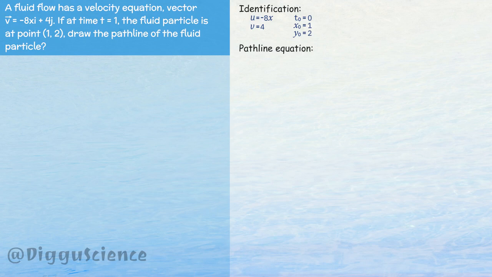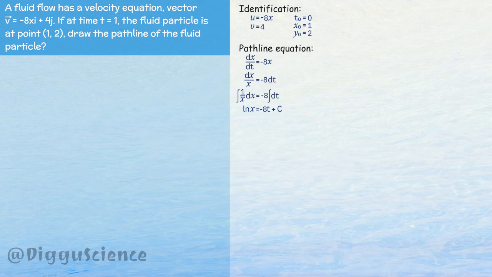The position of the abscissa at a certain time can be calculated through the velocity component u. Plugging in the value of u, dx/dt is equal to -8x. Using the separation technique, dx over x is equal to -8 dt. Integrate both sides. The integral of 1 over x with respect to x is ln x. The integral of 1 with respect to t is t. Ln x is equal to -8t plus c.